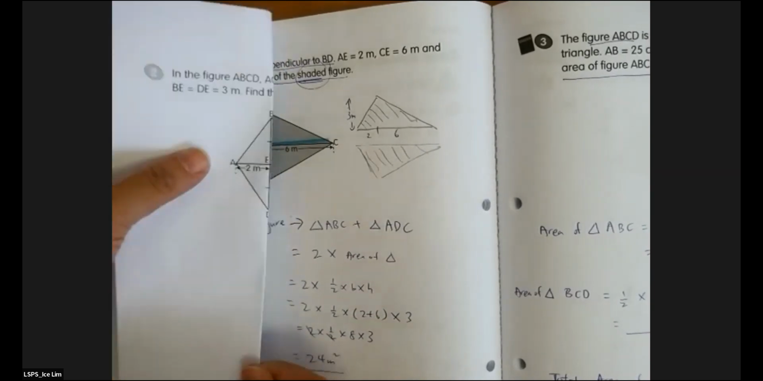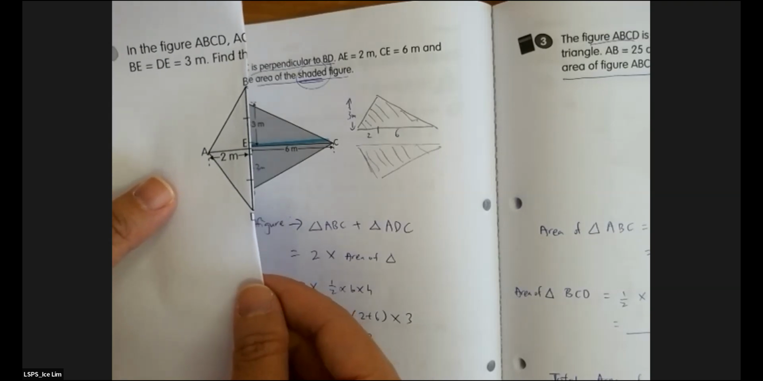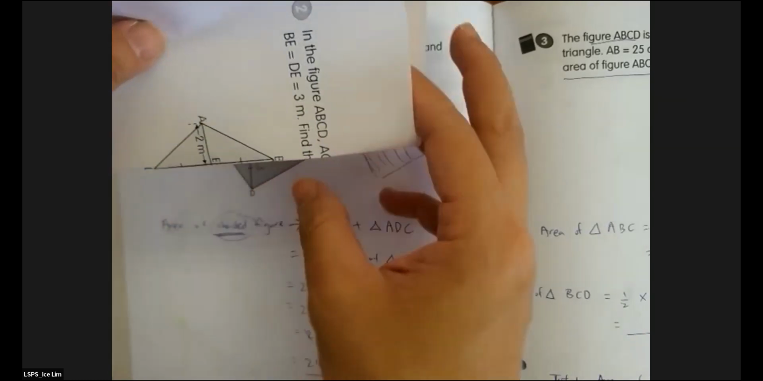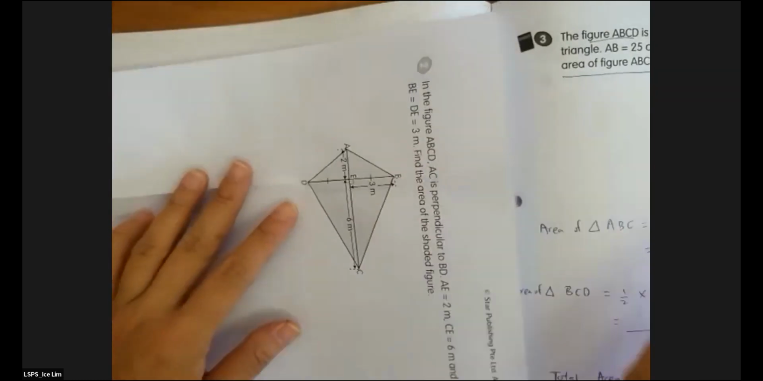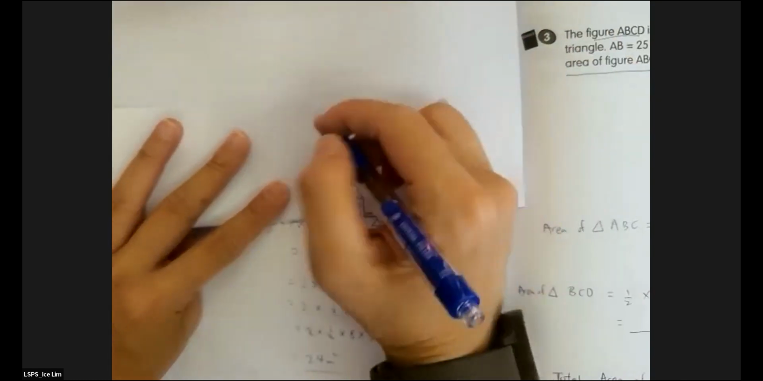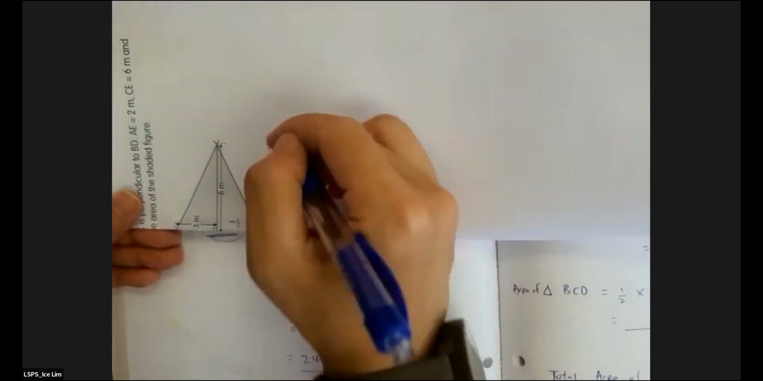Now, for this one, can anybody tell me if this is the way I cut? What is the height of this triangle? How tall is this triangle? 2 meters. The length? 6. Can you see? So if I count like this, it will be half times 2 times 6. Then if it's like this, it will be half times 6 times 6. Then I add them up. You understand?